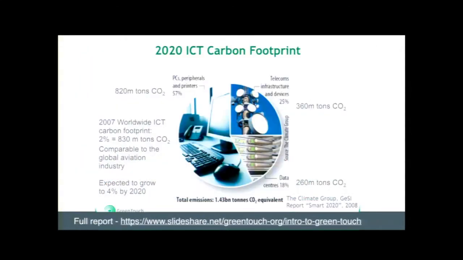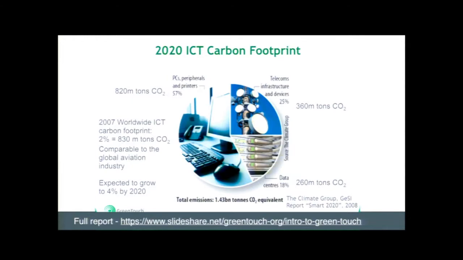And this is me citing a report from the Climate Group, the Smart 2020 report. They were showing that we do actually have some impact. Within that graph there, in 2007 we were about 2%, right? So 830 million tons of CO2. That's about the same footprint as Poland, basically. So an entire country's worth of CO2.